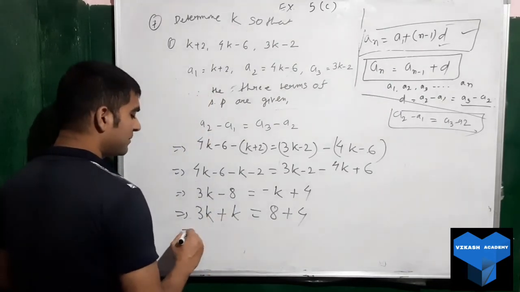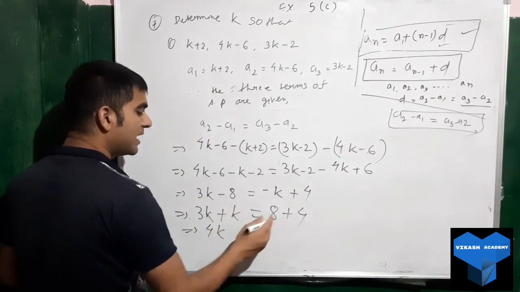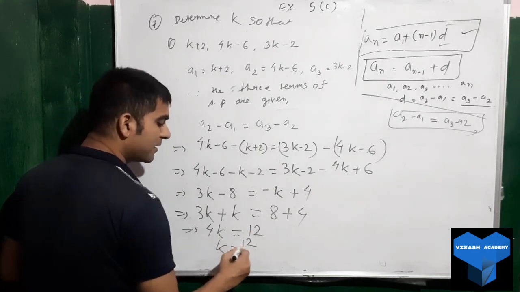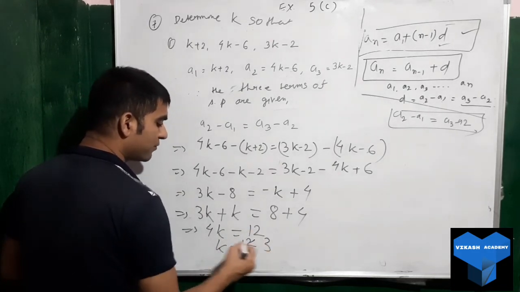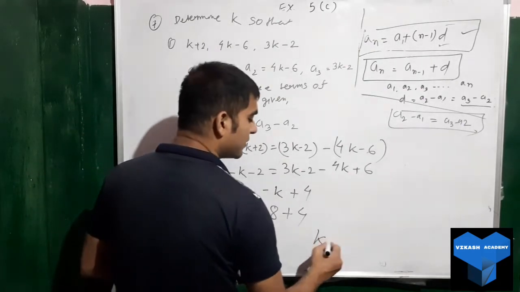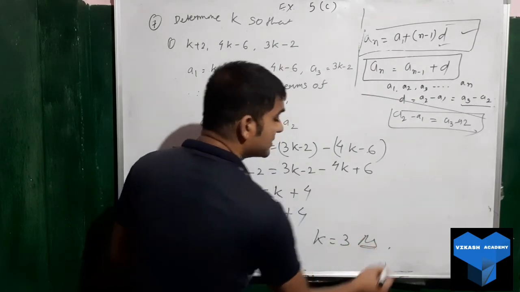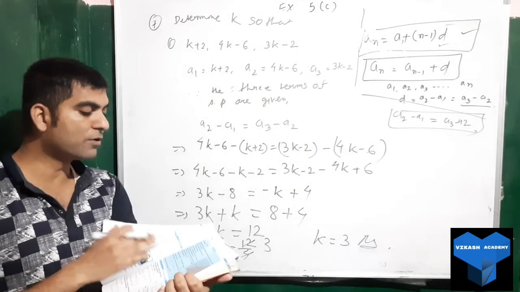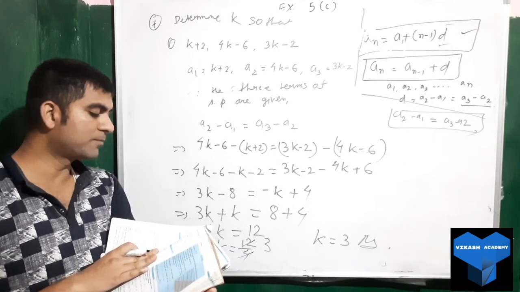3k plus 1k will be 4k is equal to 8 plus 4, we have that 12. Or k is equal to what? 12 by 4. So 4 3s are 12. We got that k is equal to 3. This is our answer for question number 1. Question number 1, we got k is equal to 3.